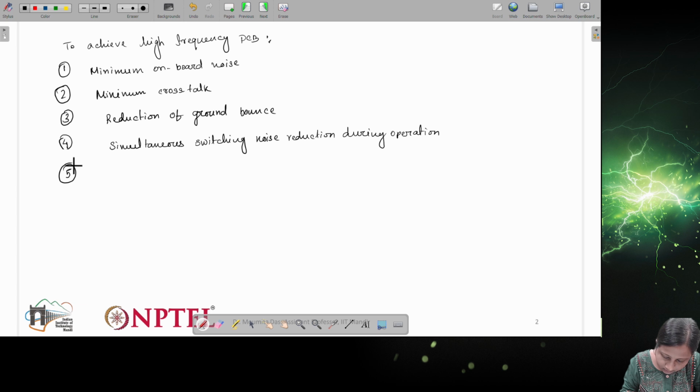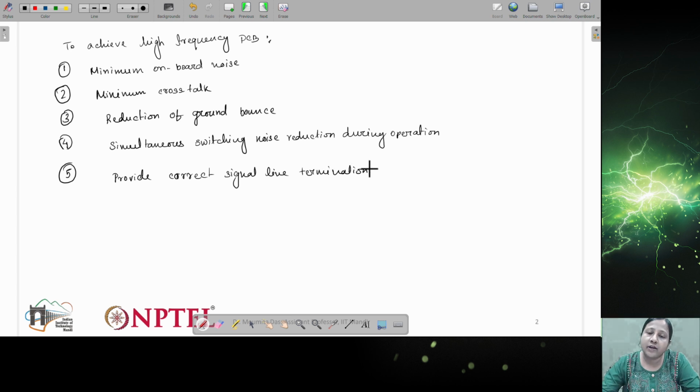The fifth point is to provide correct termination of each signal line. Whenever there is a signal line, each line will have some impedance. We have to provide termination for that particular impedance, otherwise noise will travel back and forth along that impedance line. We will see in detail.